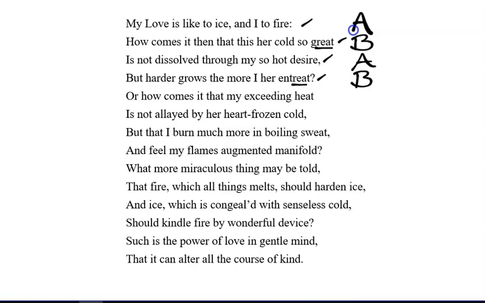All right, now let's look at heat. Heat and entreat rhyme, so that's going to get the label B. Cold doesn't rhyme with anything so far, so that's going to get C. Now, sweat and heat, I know what you're thinking, that doesn't rhyme, but it does. So it's going to get the label B.